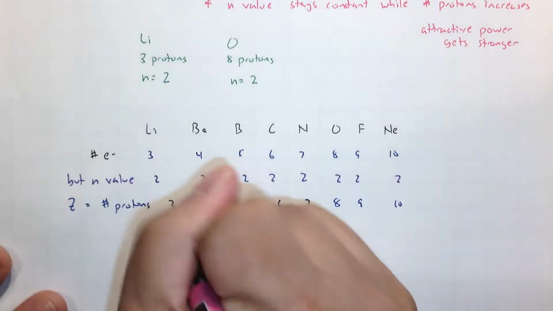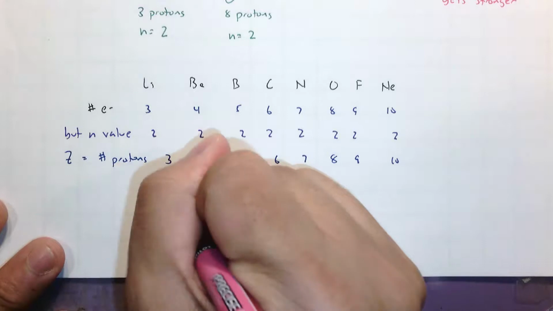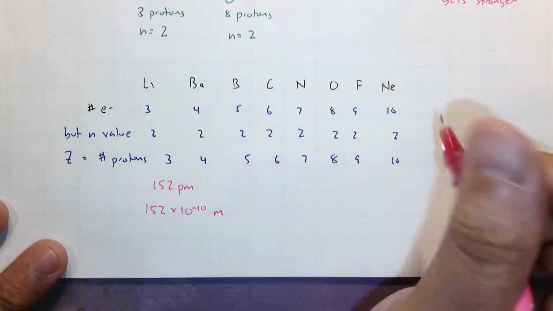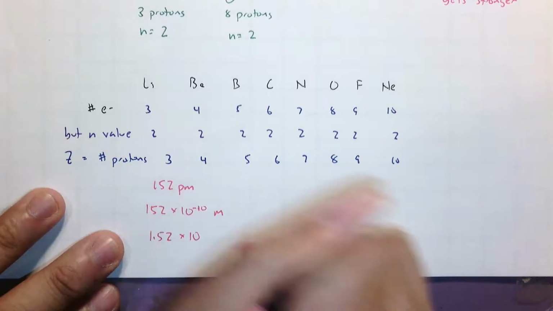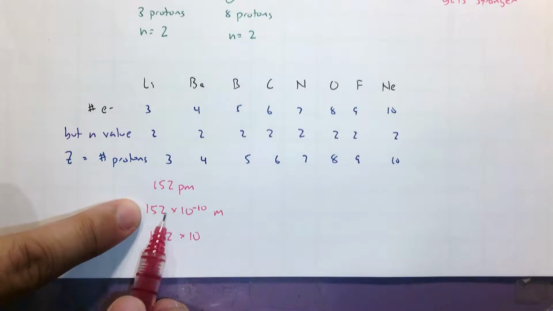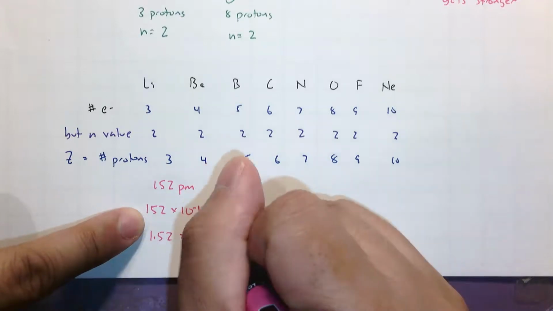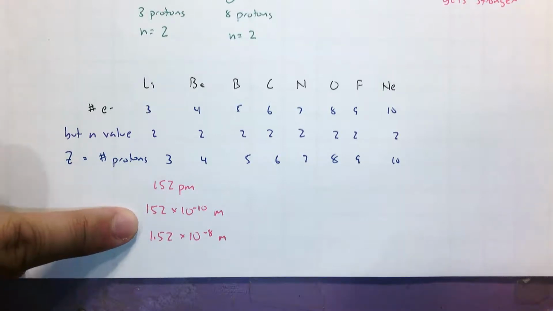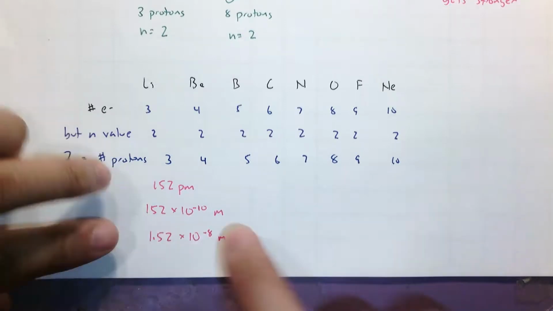Lithium, 152 picometers. Picometers is simply times 10 to the minus 10 meters. Okay, and then you could put this into proper scientific notation. What would that be? 1.52. I always get this incorrect. I moved it here, so I moved it 10 to the minus 9, 10 to the minus 8 meters. Are those two equivalent? Yes, because if I moved it to the right, I would have to make this 10 to the minus 11. So these two are equivalent.